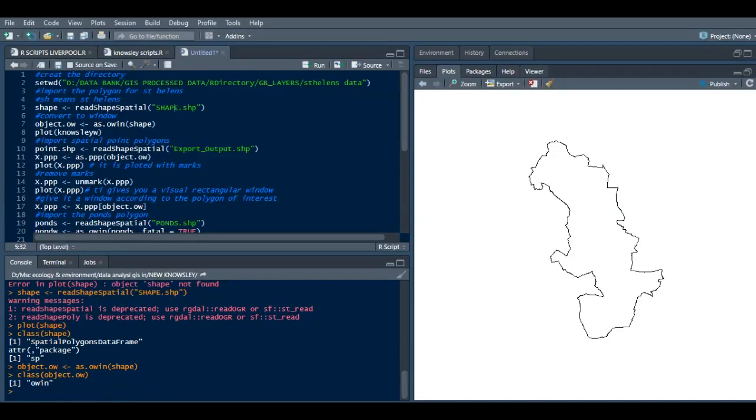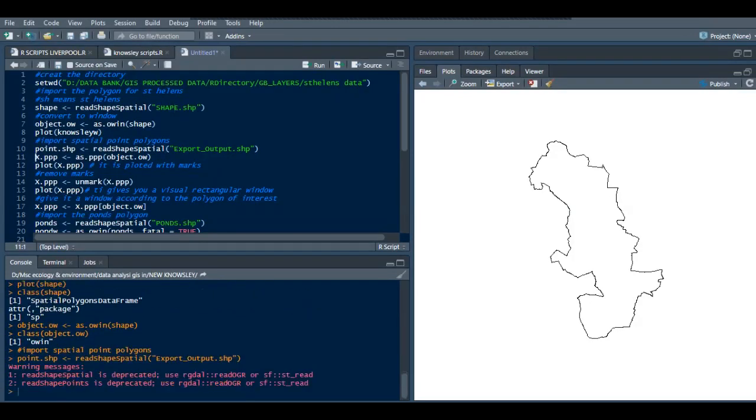So that's basically it. We can now bring in our points, and our points are named the export here. If I run this code, it will bring the points. It is also duplicated. That's the error it brings, but it still works. If you don't want to receive this error, you can use the rgdal package. It also works well.